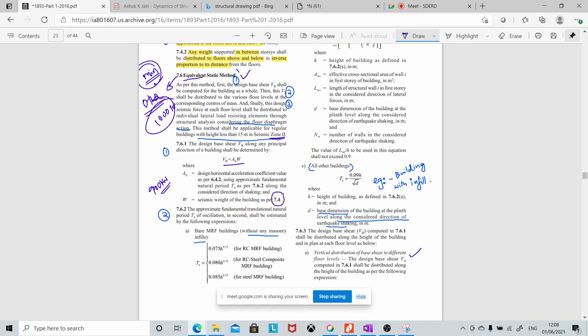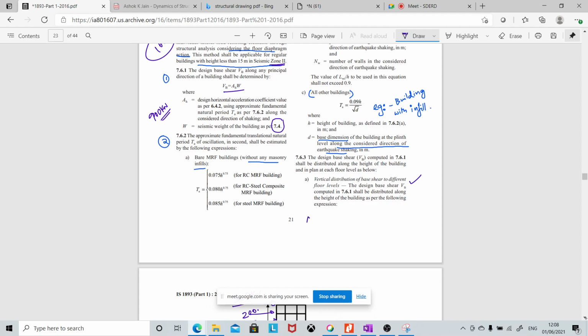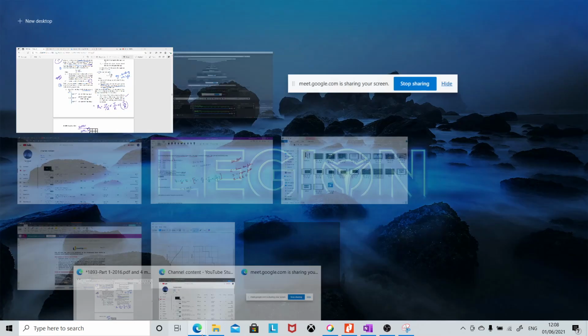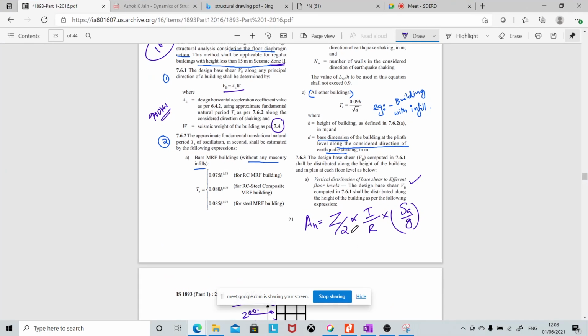So step number 1 is this VB is equal to AH into W. This is step number 1. And how AH has to be calculated, I will tell you briefly. The formula for AH is AH is equal to Z divided by 2 into I divided by R multiplied by SA divided by G. This is the formula for AH.